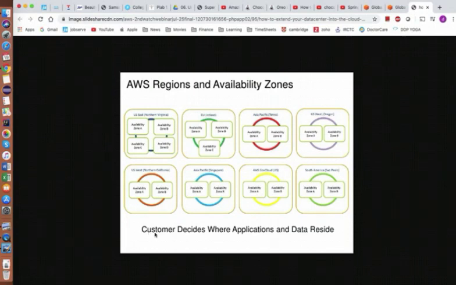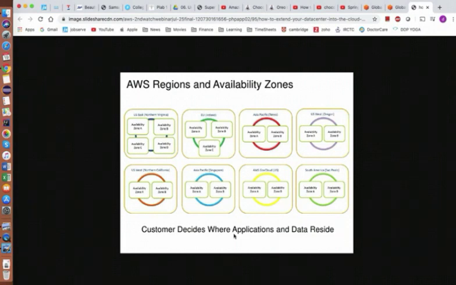As it says here, it's the customer who decides where the application and data reside, in any of these zones or regions. All AWS does is provide you an infrastructure with a certain level of SLAs, like what they'll do if something goes down. But it's your decision where your application and data reside. So how do you decide? It's your business requirement.